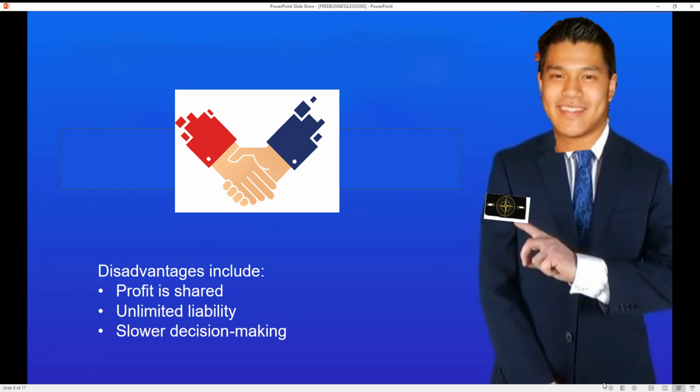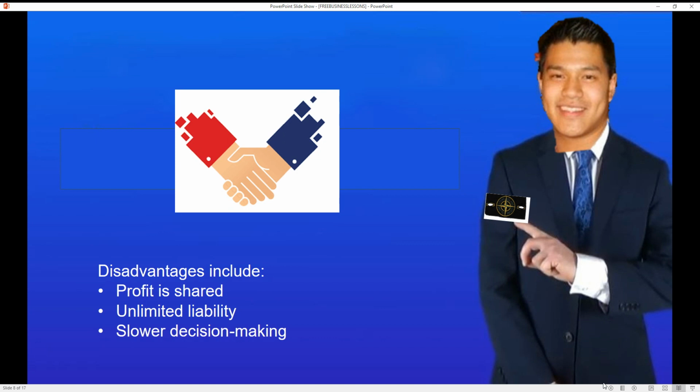Some disadvantages though include that because you're not the only person in charge, you have to share your profits. So any profits made are shared according to the deed of partnership that has been written up before the business has started. If there's no deed of partnership, then it is a 50-50 split, regardless of the amount each partner brings in or the amount of work each partner does.